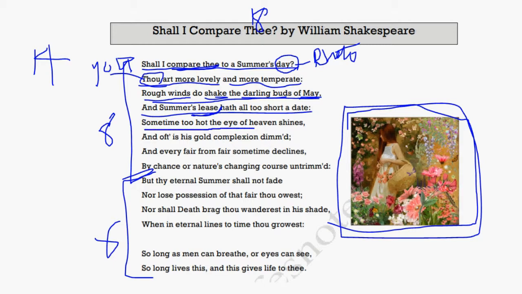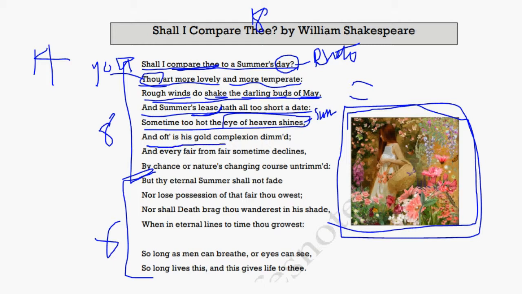Sometimes too hot the eye of heaven shines. Eye of heaven means the sun. It's a perfect example of periphrasis, in which thoughts are presented in a roundabout way. The line means sometimes the sun shines very fiercely, which is unbearable.